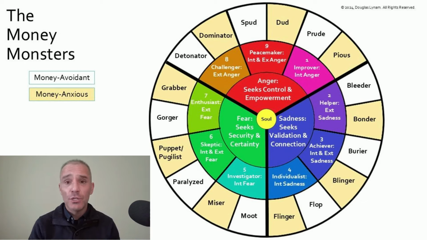And then we move to type 2. We've got the bleeder and the bonder. The bleeder is the money avoidant type. So the bleeder is someone who is always giving of their time, their talent, their treasure in order to be of service to others, but not in a healthy way. It's a needy way. It's a codependent way.